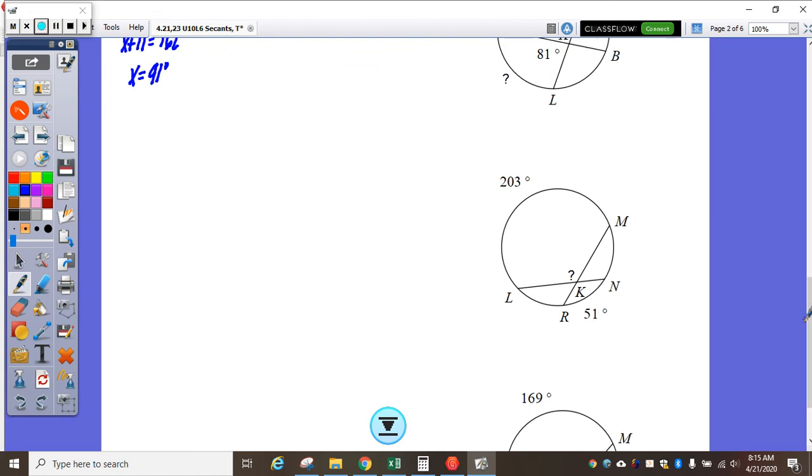All right, down here, we're looking for this angle measure right here. So again, I'll take the arcs and divide by 2 to find the angle measure. So I would take 203 plus 51 divided by 2, and that gives me an angle measure of 127.